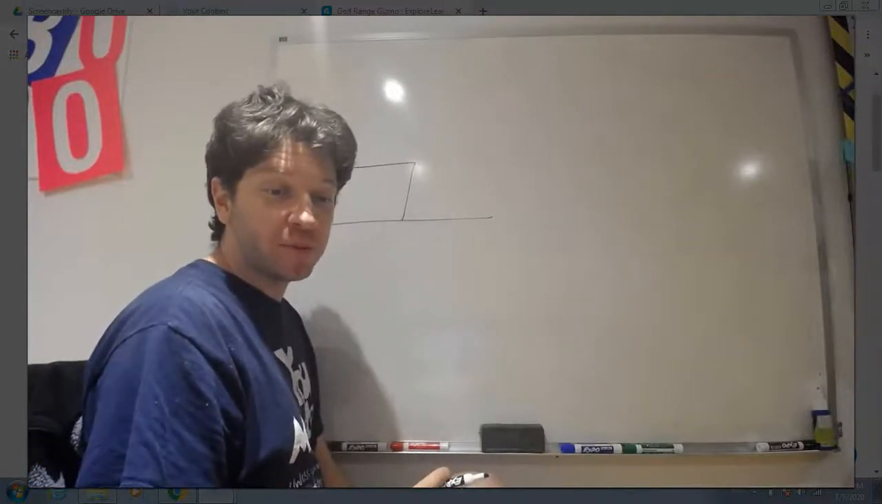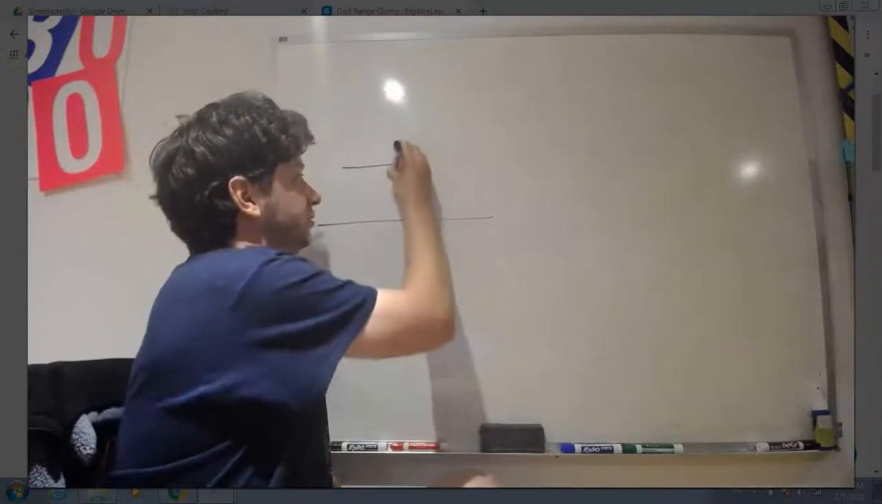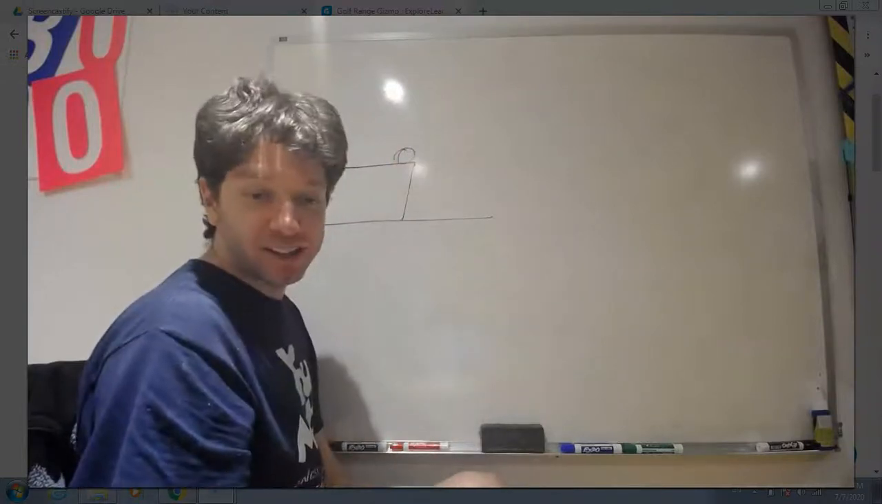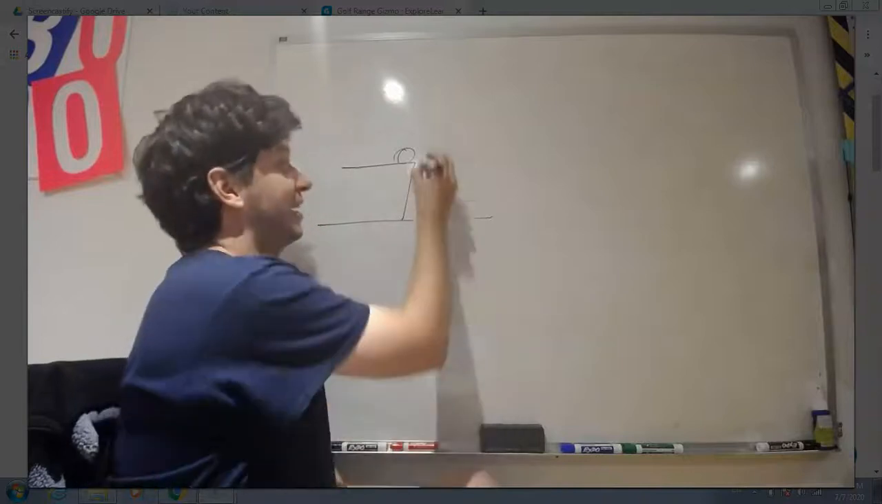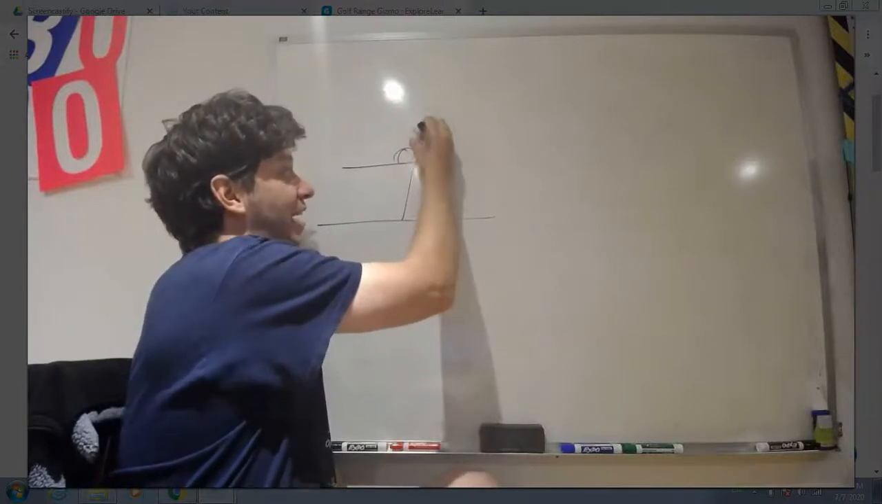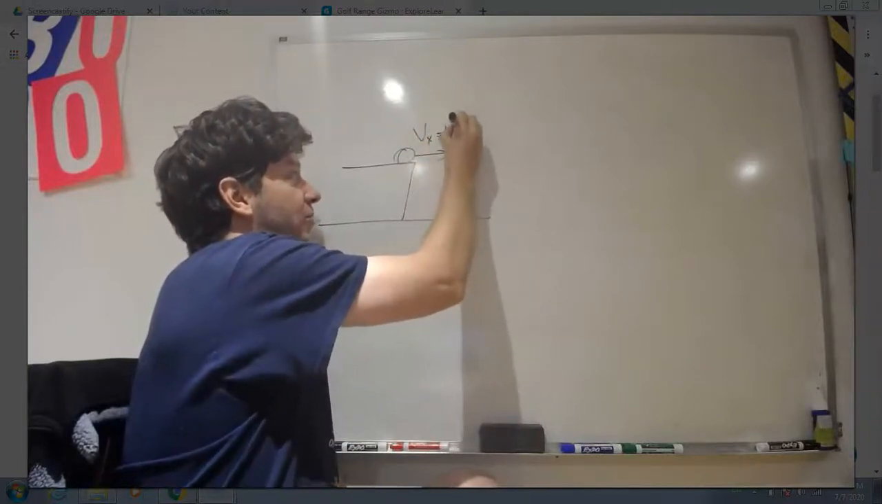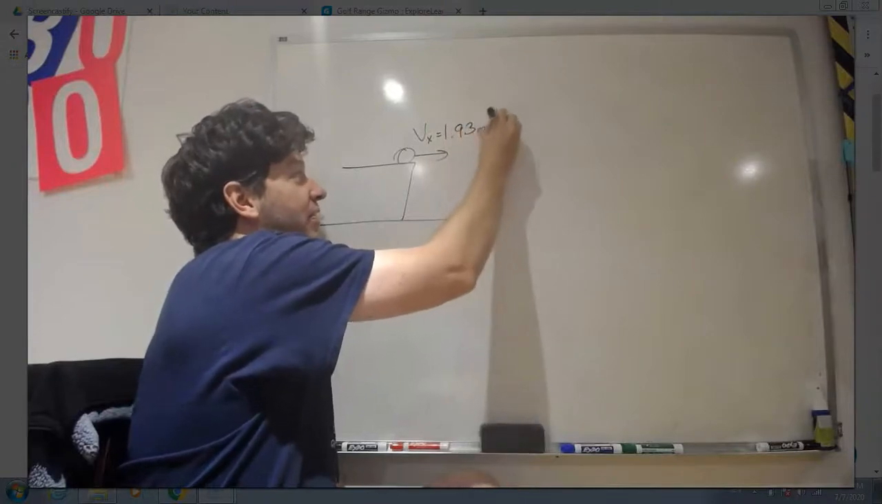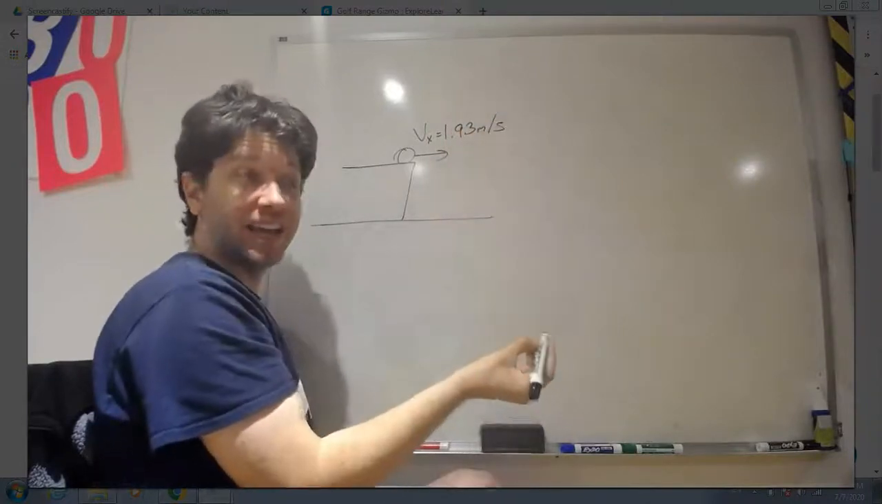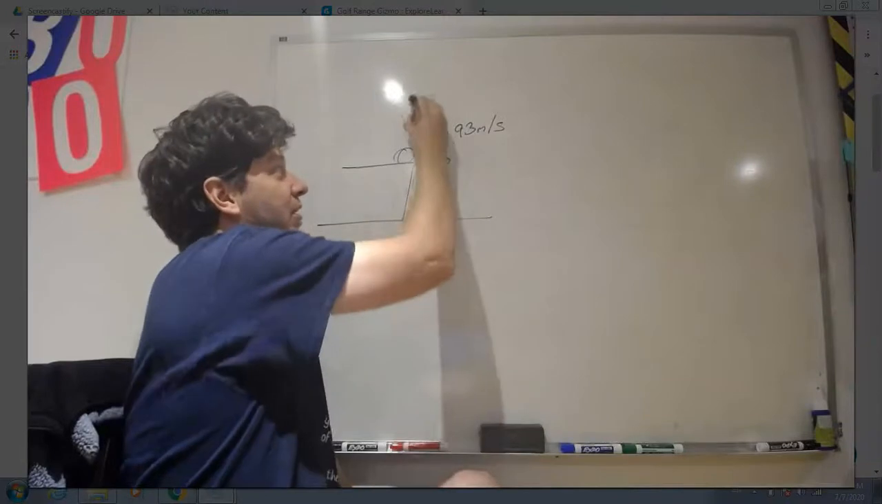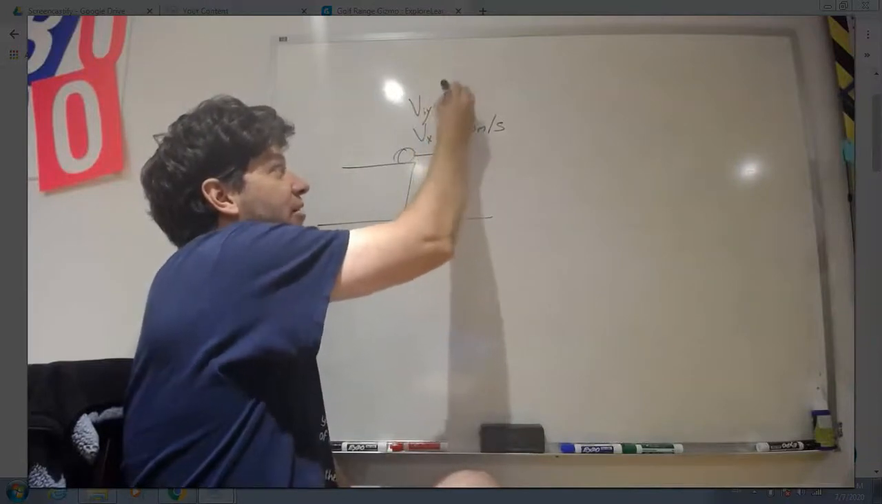So this says a marble rolls off a table, let's draw a marble, with a velocity of 1.93 meters per second horizontally. So our x velocity is 1.93 meters per second. Since it's launched horizontally, it has no initial velocity in y. So we're going to write Viy is 0.